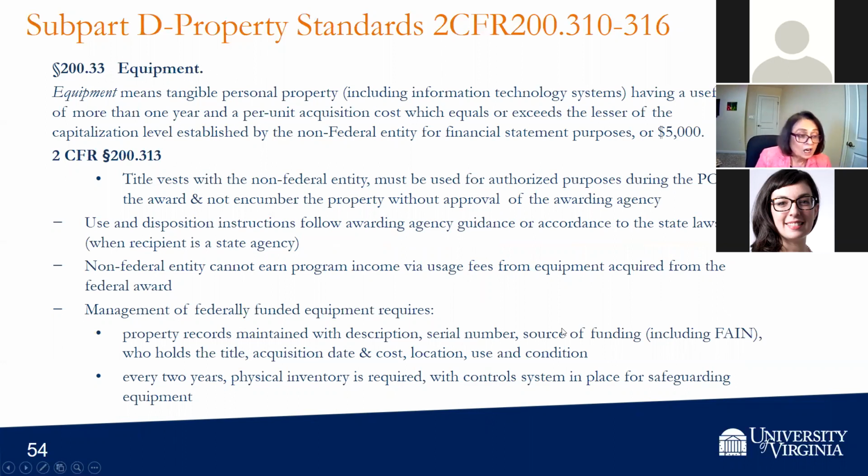Okay, so we generally get the title of the equipment, and we are not allowed to earn program income via usage fees from federally awarded equipment. And then we know that we have to maintain property records, and every 2 years we have to go in and do a physical inventory of the property. This is required, and our fixed assets group actually does this.